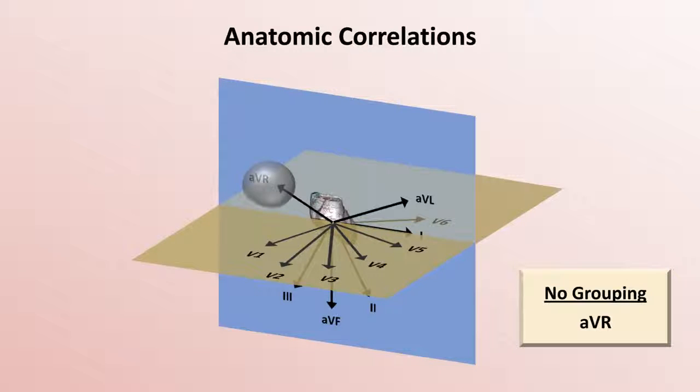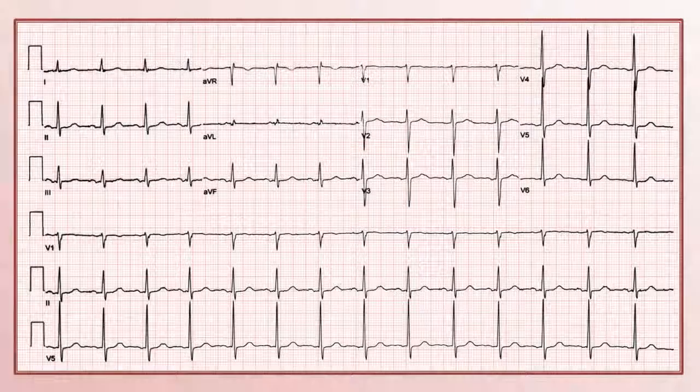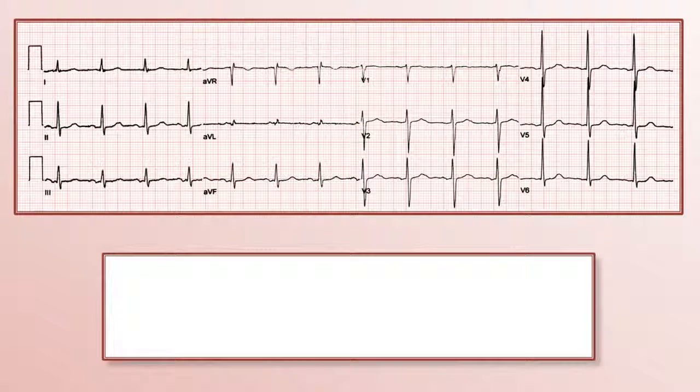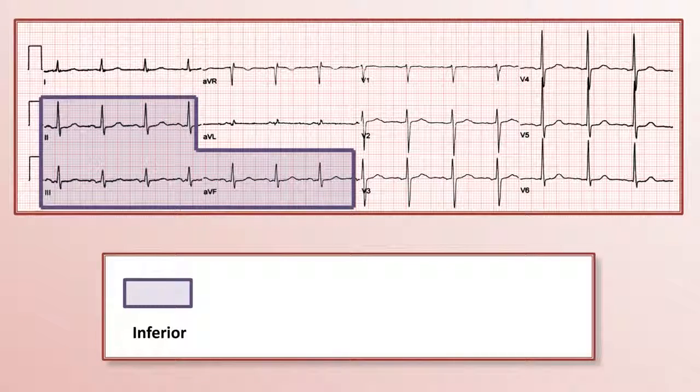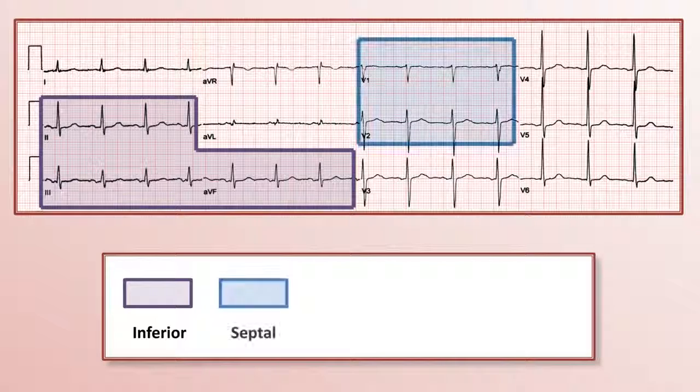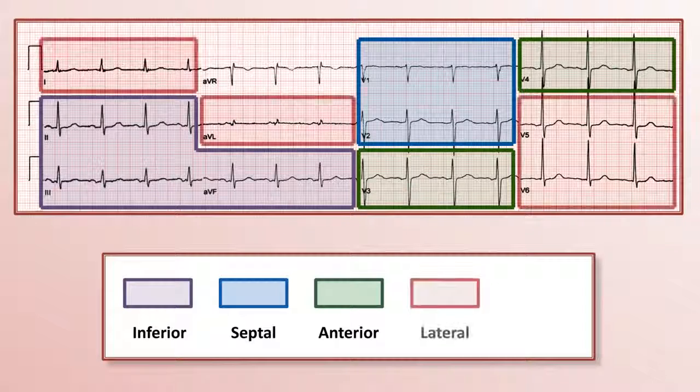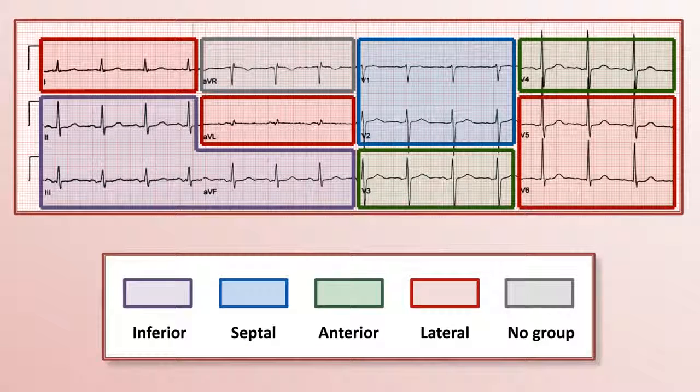I'm going to end this lecture by returning to a full 12-lead EKG to review the anatomic correlations in this format. Once again, leads 2, 3, and AVF are the inferior leads. V1 and V2 are the septal leads. V3 and V4 are the anterior leads. 1, AVL, V5, and V6 are the lateral leads. And finally, AVR is ungrouped. With some experience, these anatomic groupings will become second nature.